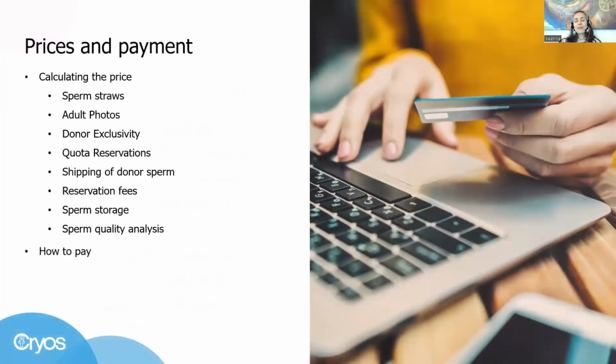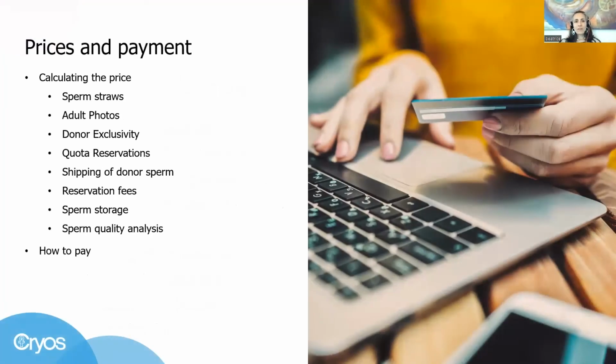Now let's talk a little bit about the prices and the payment. The price can vary due to different factors, such as the donor profile. There's a difference in the price whether your donor has a basic profile or an extended profile, and whether he's an ID release donor or a non-ID release donor. The price will also vary in the sperm straws, whether it's a motility 5 or a motility 30+ straw. If your donor has adult photos added to his profile, this will also have an effect on the price.